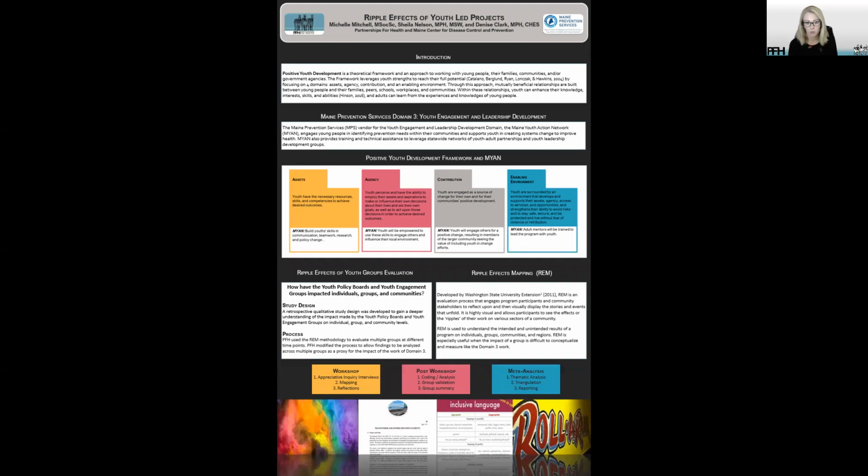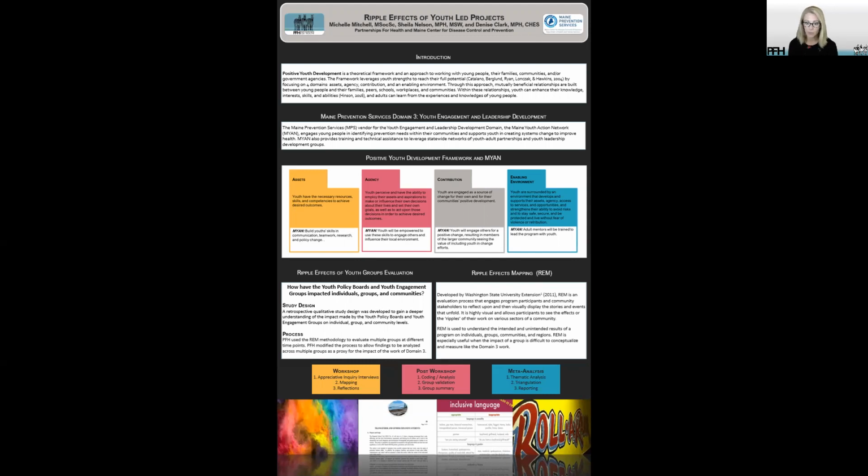MYAN's work with youth is grounded in the positive youth development framework and social emotional learning principles. The evaluation of this work was also grounded in the PYD framework. The overall goal of Domain 3 is to increase protective factors and resilience among youth at the community level. Logistically, the way that MYAN does this is to subcontract with 9 district-level partners. These partners work in their regions to implement MYAN strategies, and much of this work takes place in youth policy boards and youth engagement groups.